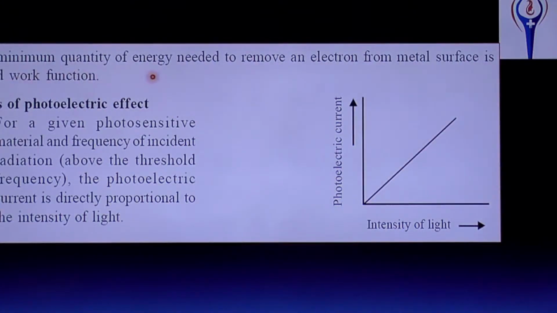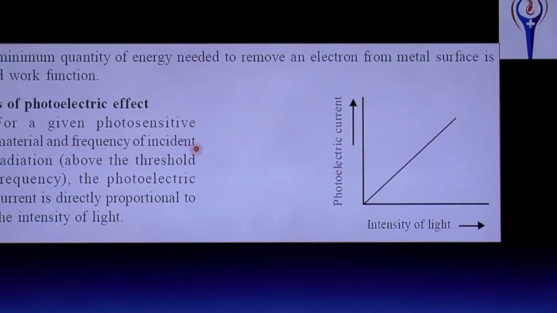The minimum quantity of energy needed to remove an electron from a metal surface is called work function. Laws of photoelectric effect. For a given photosensitive material and a frequency of the incident radiation above threshold frequency. What is threshold frequency? Threshold frequency is the minimum frequency required to produce photoelectrons.